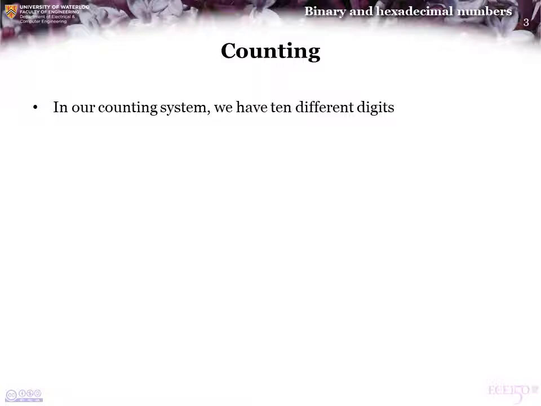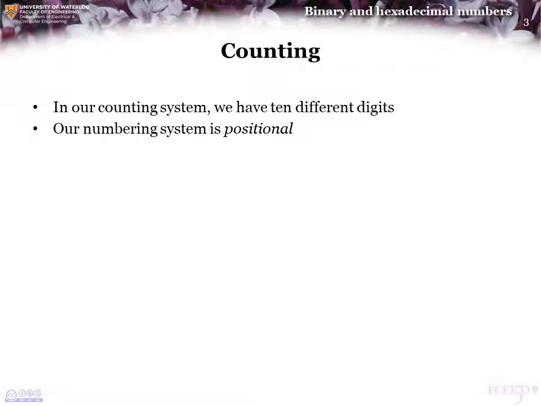Now, in our counting system, we have 10 different unique digits, and from these digits, we produce numbers. This is not necessarily the way you must do this. In ancient Babylonia, they had a counting system that had essentially 60 different digits.